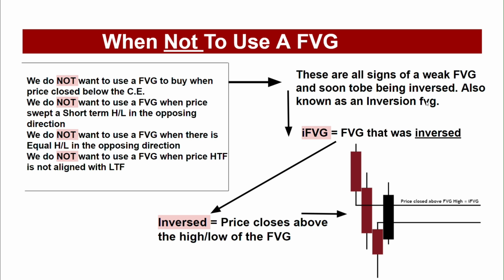So an inverse fair value gap, which is also known as an inversion fair value gap or IFVG. This is when price closes above the high or the low of a fair value gap. So this is the high of the fair value gap and price closed above it. So now we know that obviously it closed above the consequent encroachment and we have this ability that this is now an inversion fair value gap, which is just as important as a fair value gap because now we can use this to target buy side liquidity as in here. So we could look for a retracement down into here for a displacement back to the high.